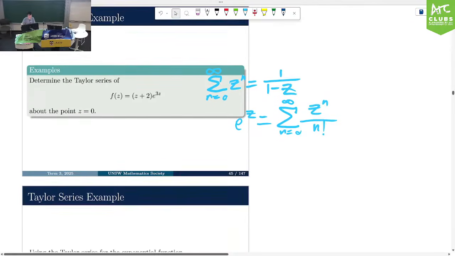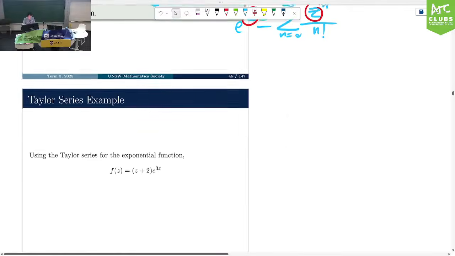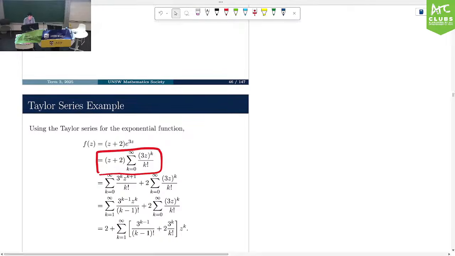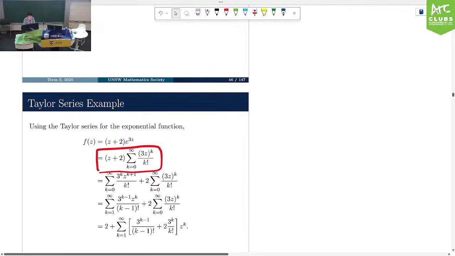So in here, we can find the power series much more easily by considering the power series of e to the power of 3z. So basically, let z in this expression become 3z. By doing that, we have what's in here. Yeah, and the rest is just simplifying.